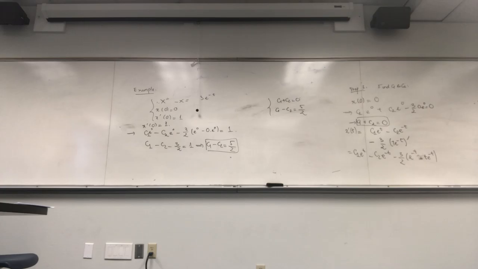And then the C2 will cancel out and you get 2C1 is equal to 5 halves. C1 is equal to 5 fourths. And C2 just is negative 5 fourths.